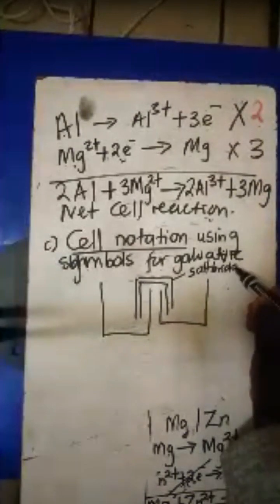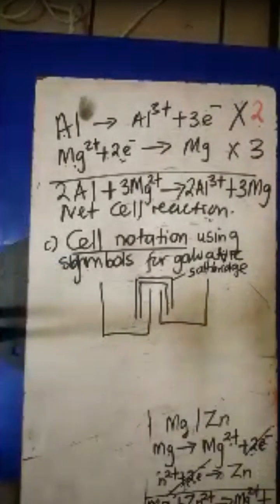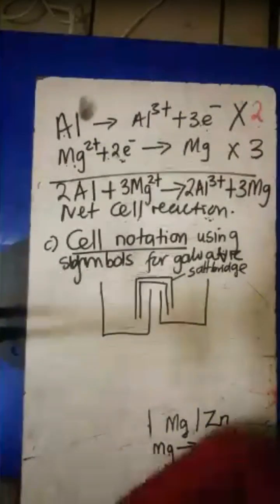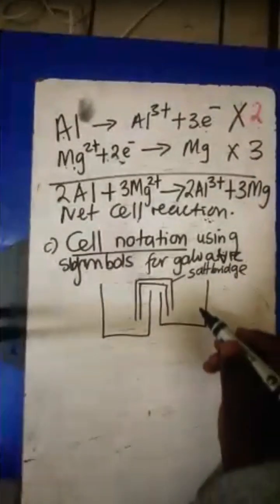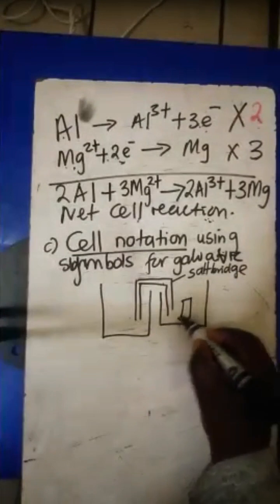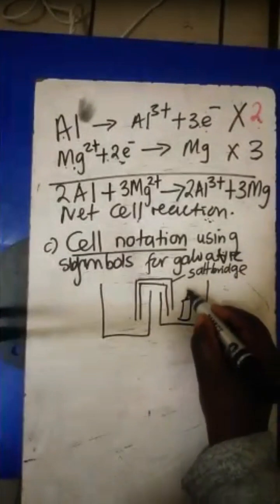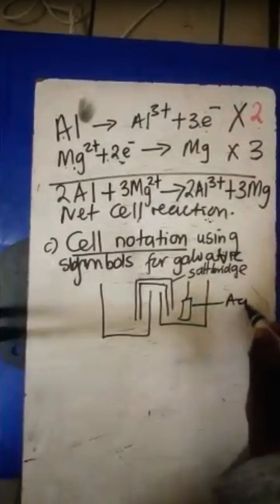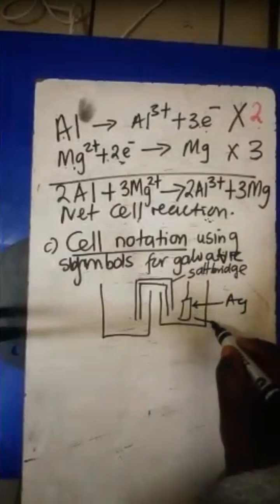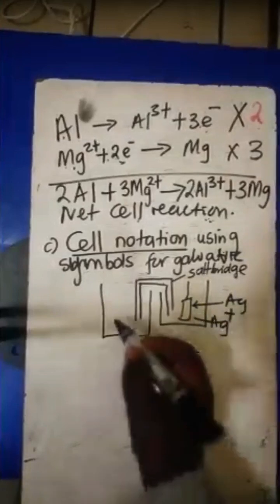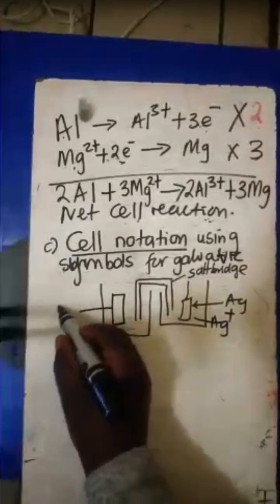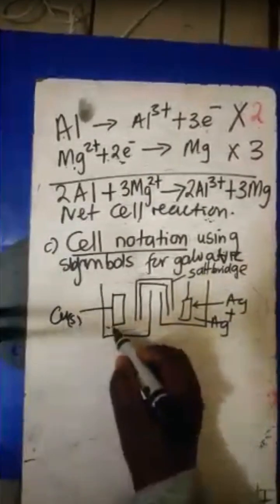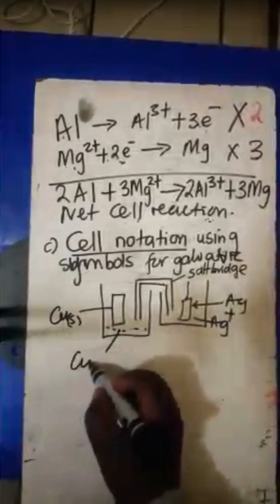So in a galvanic cell, you always see a salt bridge. That is what you refer to as a salt bridge. Can you see there are two containers? One contains silver, Ag, and it must have Ag+ in solution. The other one contains copper, Cu solid, and the solution is called copper sulfate.